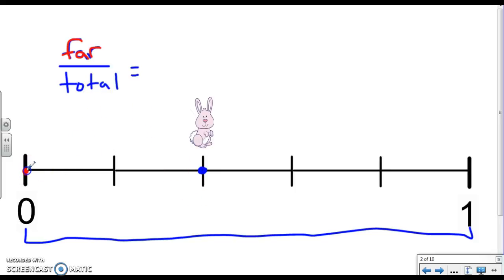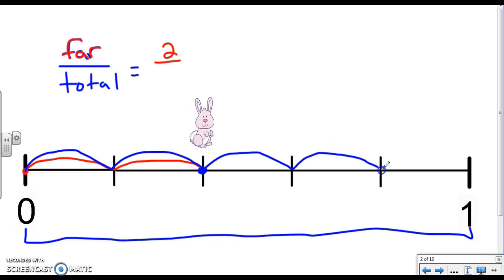So starting at the beginning of the bridge, starting at 0, he has made it 2 hops across the bridge out of a total of 1, 2, 3, 4, 5 hops it takes to get all the way across the bridge. So if we want to ask ourselves what fraction this point is located at, we would say it is located at the fraction 2/5 because he is 2 jumps out of the 5 jumps it takes to get all the way across one bridge. Let's go ahead and look at another one.